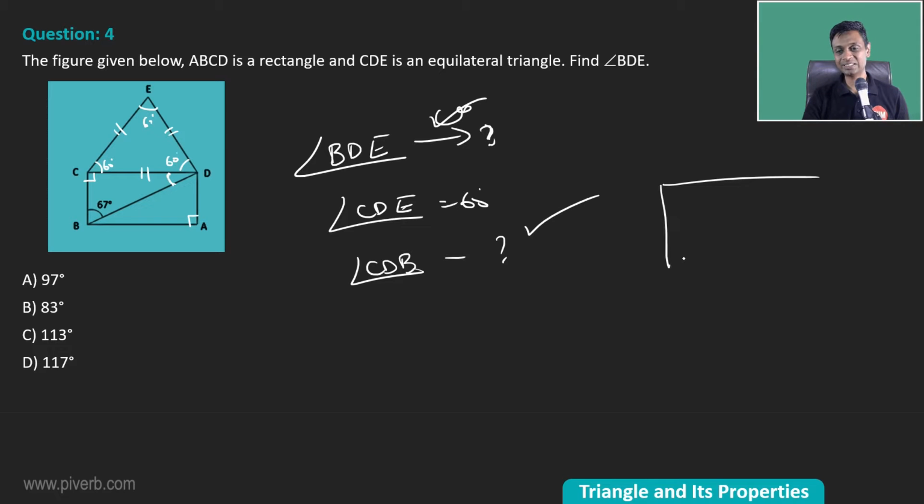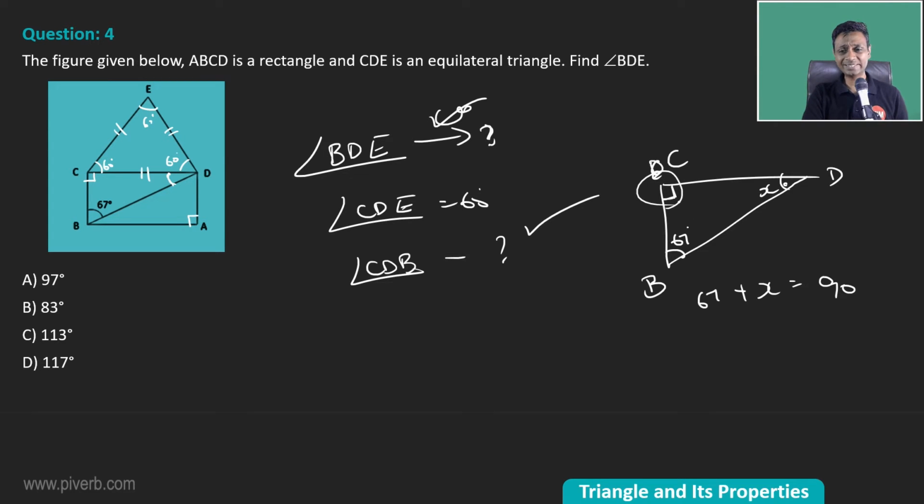Take triangle CDB. This is 67 degrees. This is 90 degrees. We can find this. Sum of these three angles is 180. This is 90. So these two, 67 plus x should be 90.